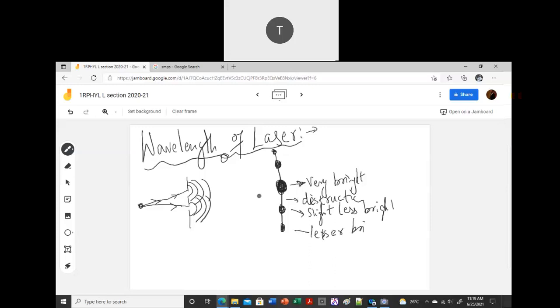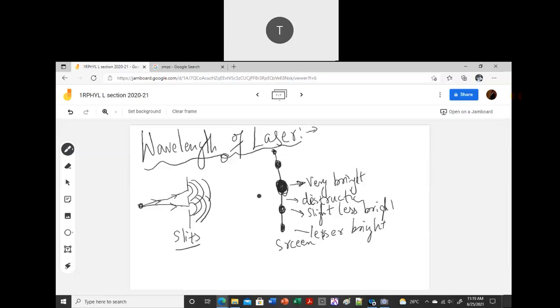So this is what you get when you do your Young's double slit experiment. The same thing we are going to see here, experimentally. So we call this your slits, and this is your screen.